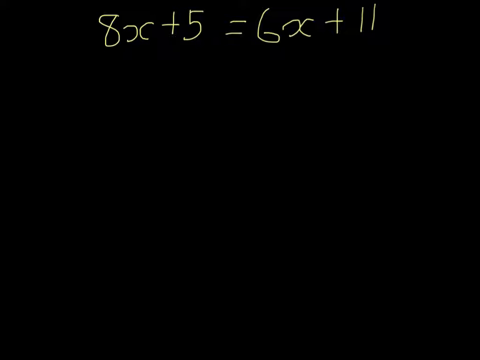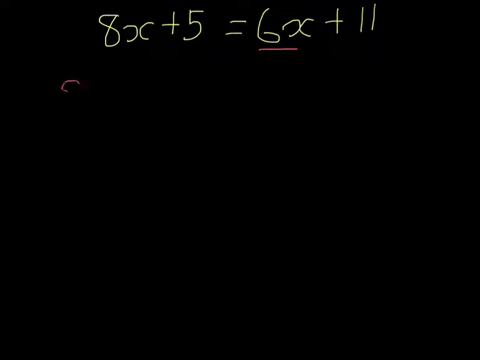So still think of it like a balance scale. Whatever you do to one side, you do to the other. So if I look at this, the first thing I'm going to do is get rid of probably the smaller term first in this case. I think it might be easier. Either way you do it, it should work out. So in this case, I'm going to take away 6x from both sides, so it'll cancel out.